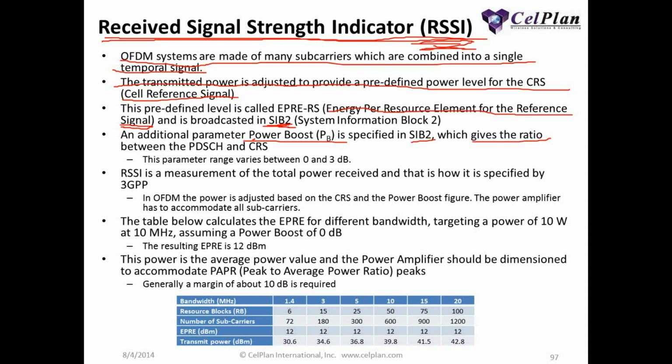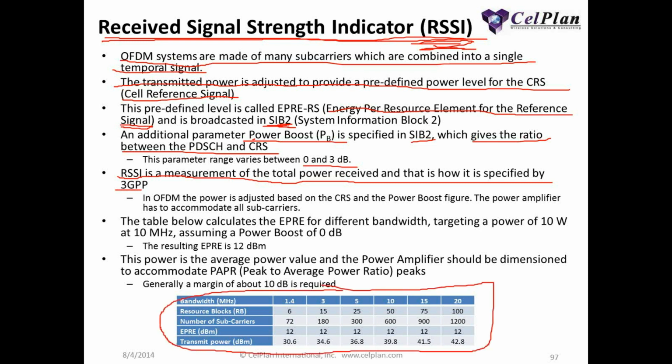So RSSI is a measurement of the total power received, and that is how it is specified by 3GPP. And of course, the power amplifier has to accommodate all the subcarriers, so it has to use this rule of the EPRE and so on. In the table below, we calculate the EPRE for different bandwidths, assuming 10 watts, 10 megahertz, and a power boost of 0 dB. So you can see that the EPRE here is always 12 dBm.